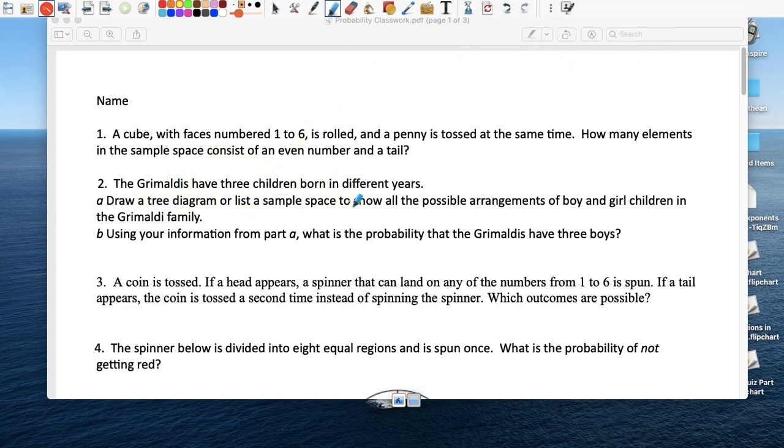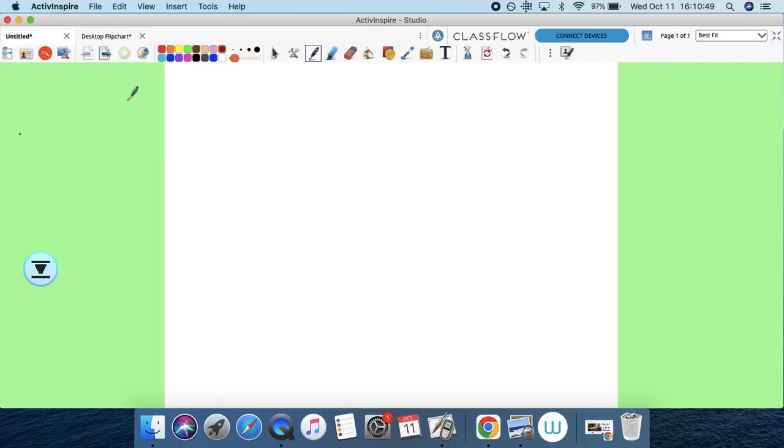Okay, they have three children born in three different years. Draw a tree diagram showing all the possibilities of kids they could have gotten. They could have gotten a boy, boy, girl, a boy, girl, girl, a girl, boy, girl, etc. And what's the probability that they had three boys? So this is no different than three coins being flipped. What are all the possibilities?